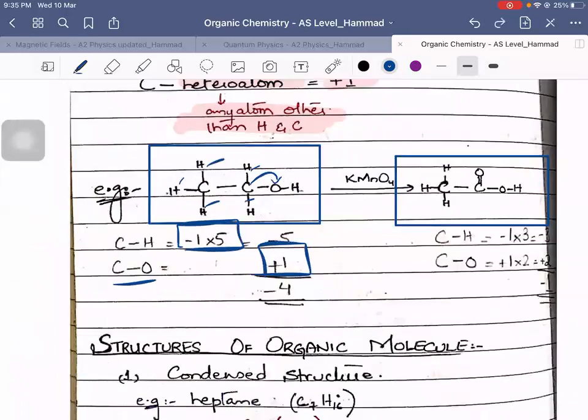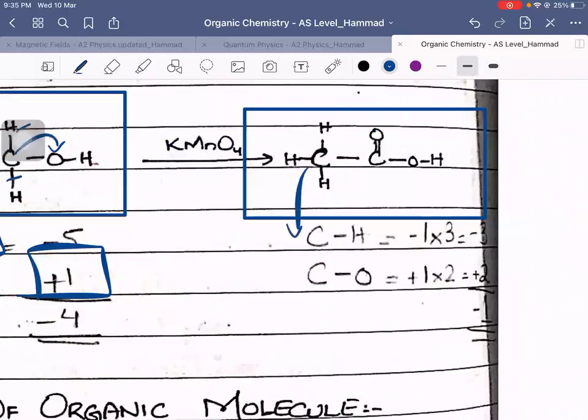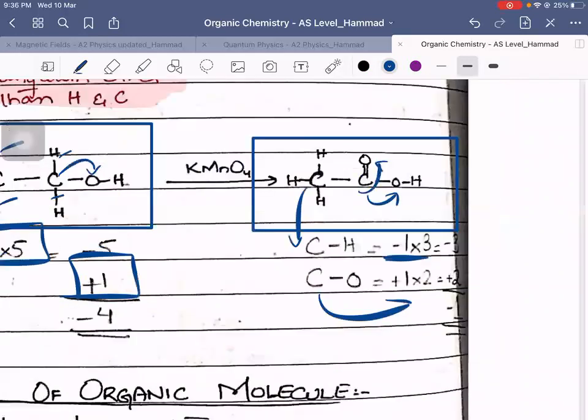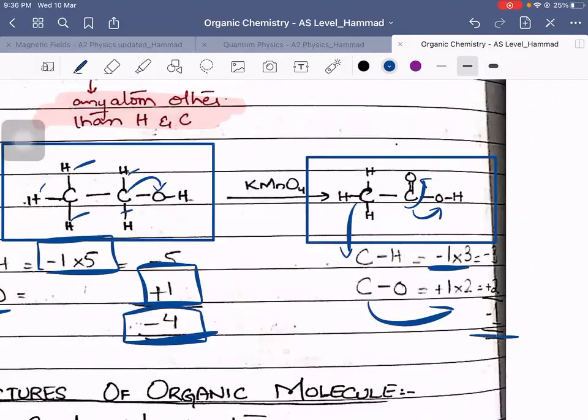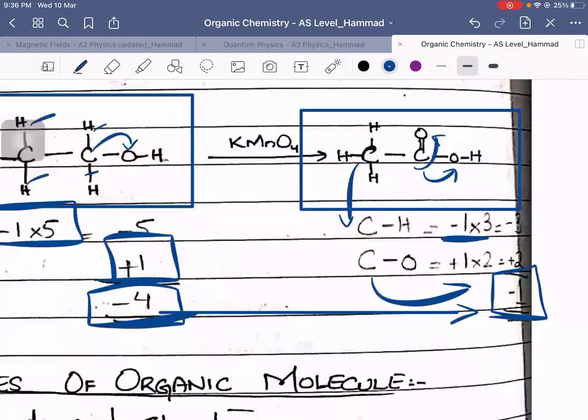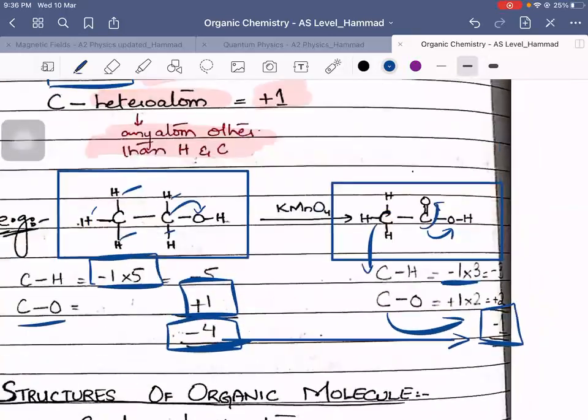I'm applying KMnO4, which converts it into a carboxylic acid. Now calculate the carbon hydrogen bonds: -1 into 3. You need to understand that carbon is bonded twice with oxygen, and that gives you a +2 value. If you check, your initial valency value was -4. Your final valency value is -1. Since you have moved from -4 to -1, which is a greater value, you could say that this is oxidation.